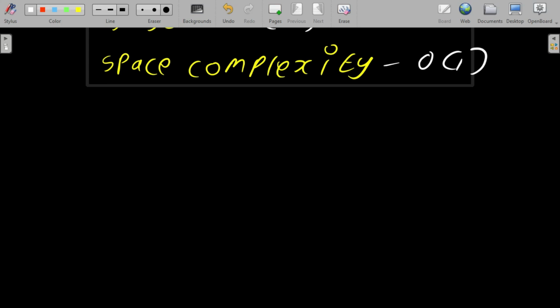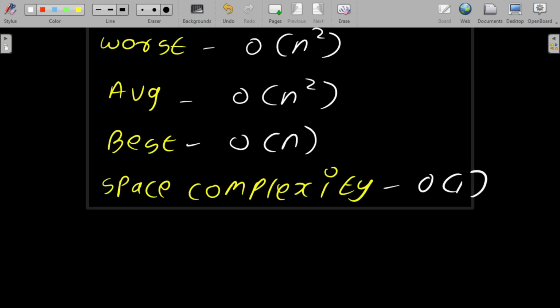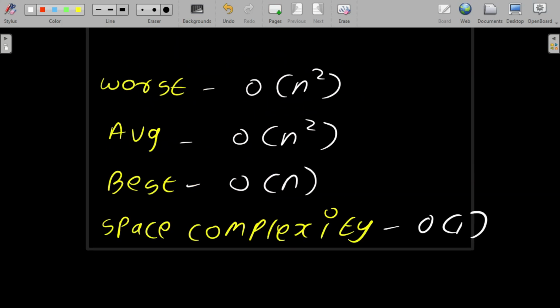Before ending the video, remember this simple trick: bubble sort compares neighbors, wrong order means swap, and after every pass the largest unsorted element reaches its correct position. That's the whole idea of bubble sort.